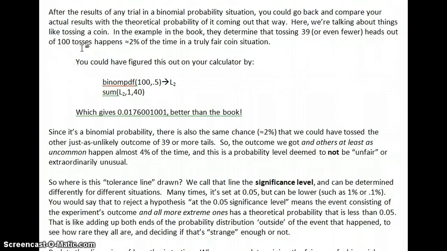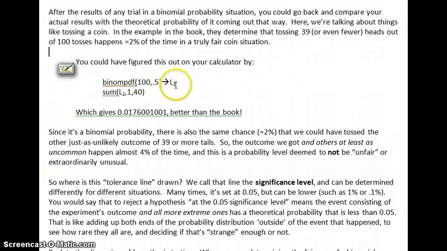Well, they do write out a sigma notation version of it. Here's the way we would do it on our calculator. You can do it in 2 lines on your calculator, and you get this number that's actually better than the number in the book, just to make you feel better. You can put in the binomial probability distribution function, I think is what that means, of 100 trials, we're tossing the coin 100 times. The probability of success is 50% on each one of those.